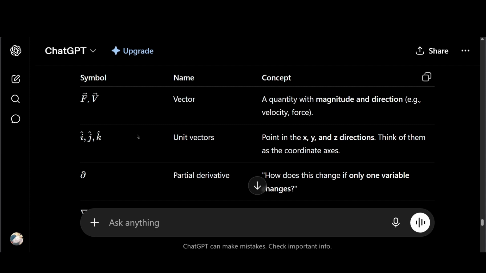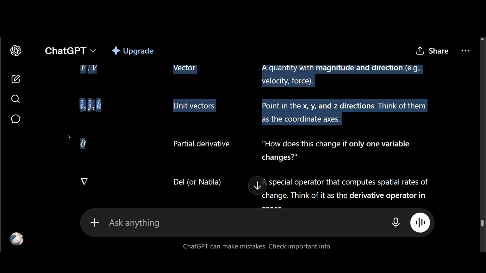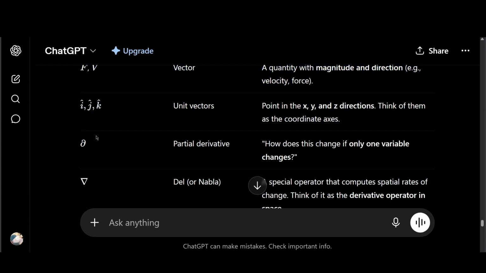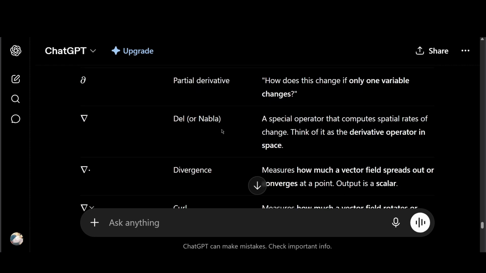But here is where we get a little bit confused. Here are the unit vectors. They're denoted as i, j, k. They point in the x, y, z directions. But why are they i, j, k if they're practically x, y, z? That's where I get a little bit confused.